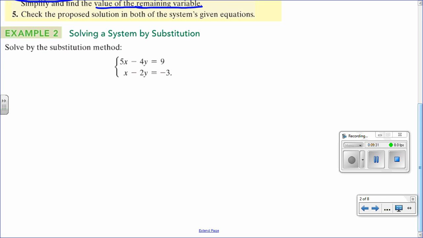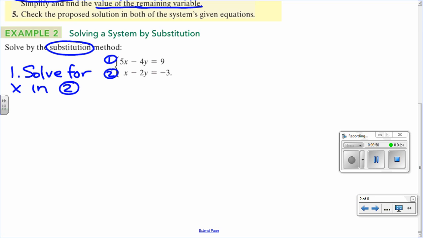So here, if it says by substitution, then step 1 is to select one variable that we want to solve for. So this is equation 1 and 2. I'm going to solve for x in equation 2. So from x minus 2y is equal to negative 3, I will have x is equal to positive 2y minus 3. So why did I choose to solve for x? Because the coefficient is a 1. So that's the easiest thing.